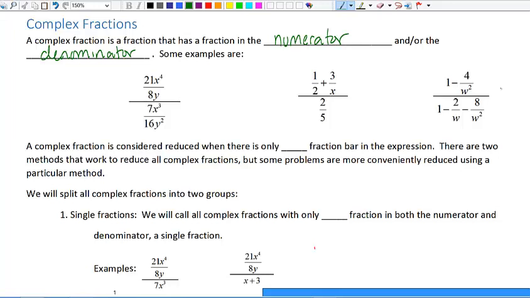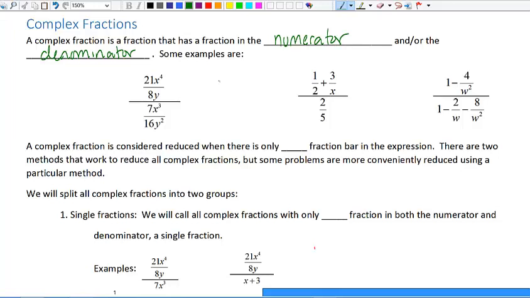Now, the word complex in English usually means really hard or really complicated, but complex in math doesn't necessarily mean that these problems are going to be really hard or complicated. It just means that there's a fraction within another fraction.